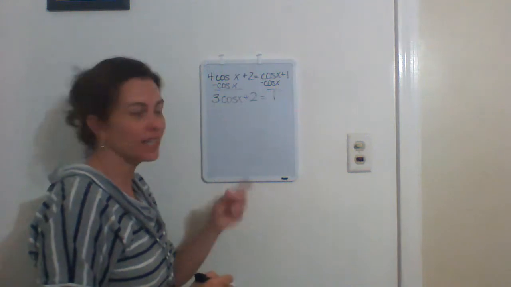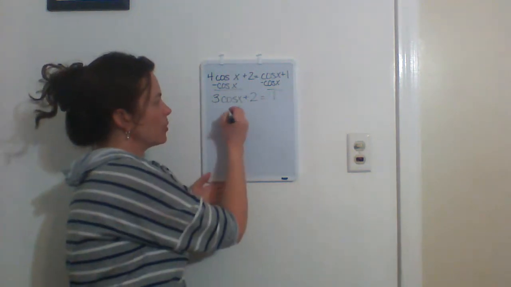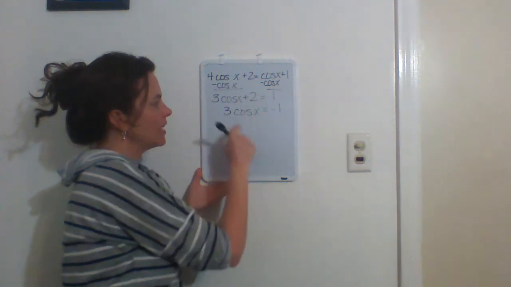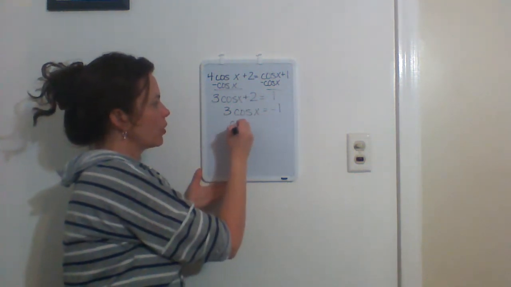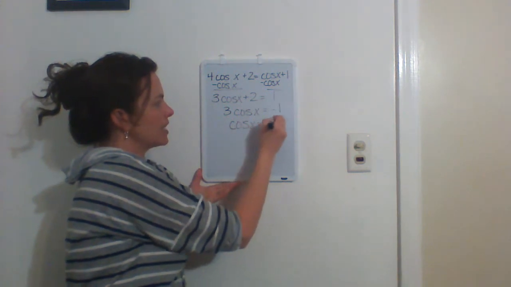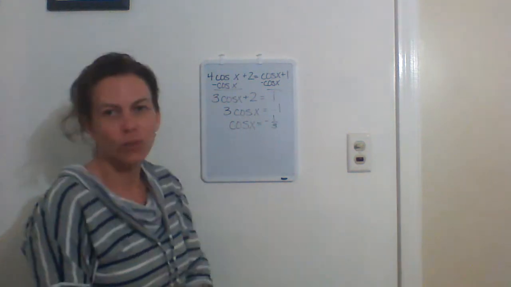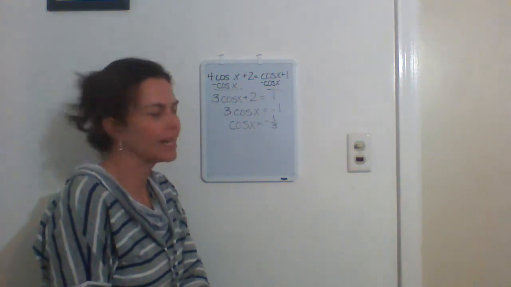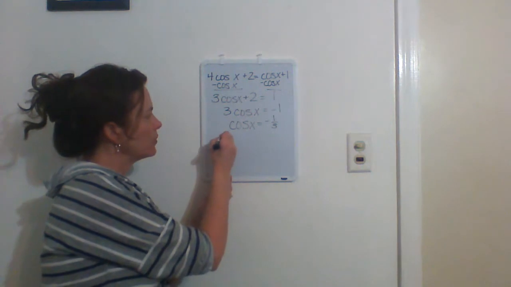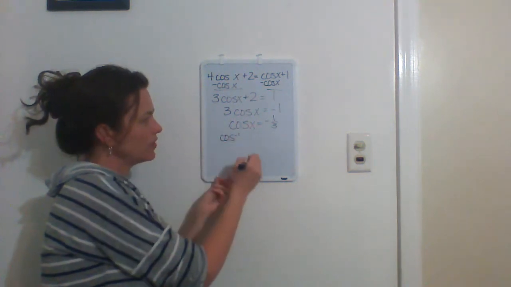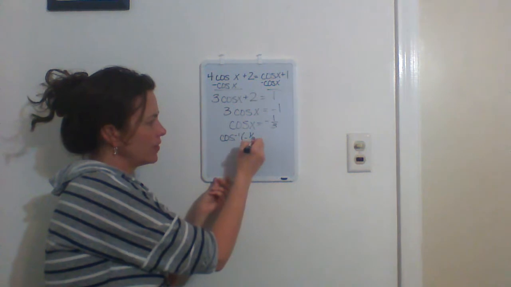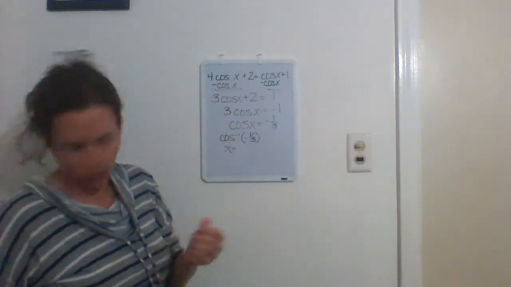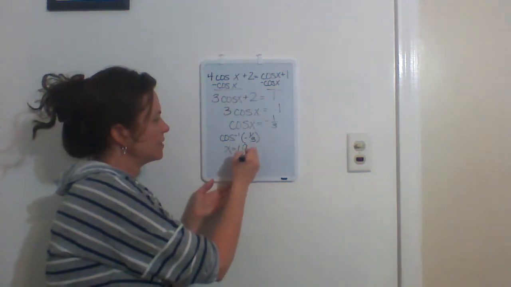And I do exactly what I did in my last equation. Subtract 2 from both sides. So I get 3 cosine of x equals negative 1. Divide both sides by 3, so I get cosine of x equals negative 1/3. Now this isn't something that's going to show up on my unit circle as a nice even number. So I'm going to need to put that into my calculator. So remember, we use the cosine inverse of negative 1/3. And what should come out is that x equals, I believe it's 1.91 radians.